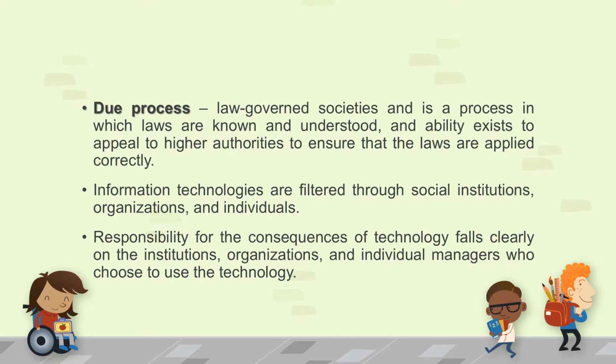First, information technology is filtered through social institutions, organizations, and individuals. Systems do not have impact by themselves. Whatever information system effects exist are products of institutional, organizational, and individual action and behavior.